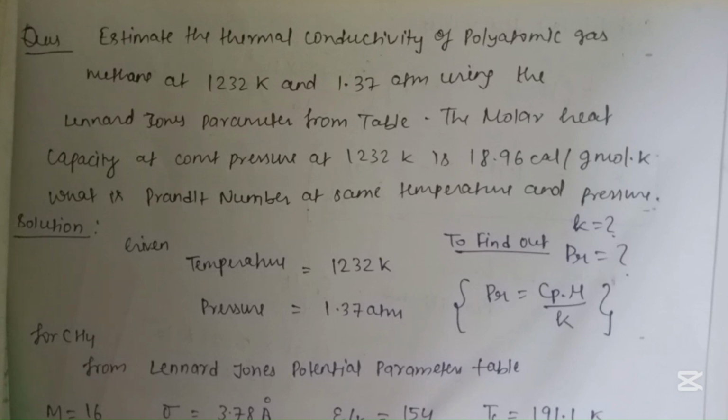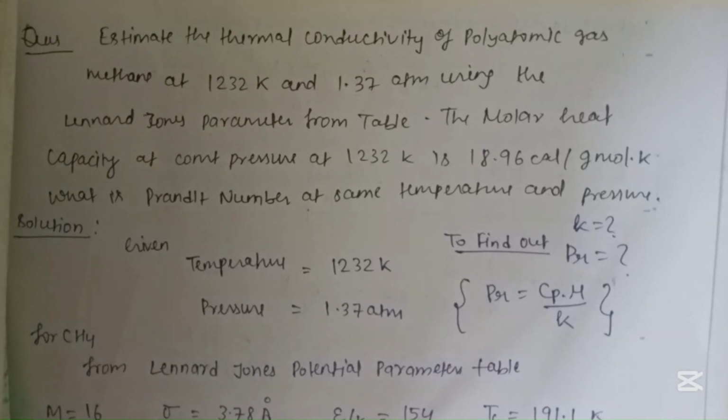The problem statement is: estimate the thermal conductivity of the polyatomic gas methane at 1232 Kelvin and 1.37 atmosphere using the Lennard-Jones parameters from the table. The molar heat capacity at constant pressure at 1232 Kelvin is given as 18.96 calorie per gram mole Kelvin, and we have to find the Prandtl number at the same temperature and pressure.